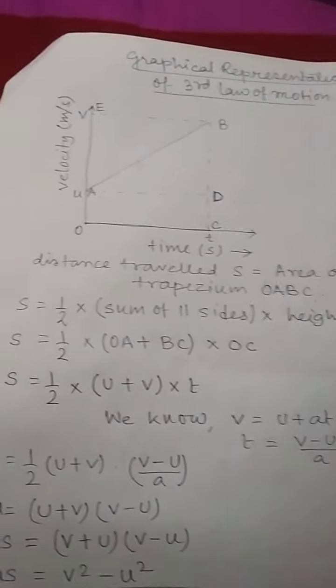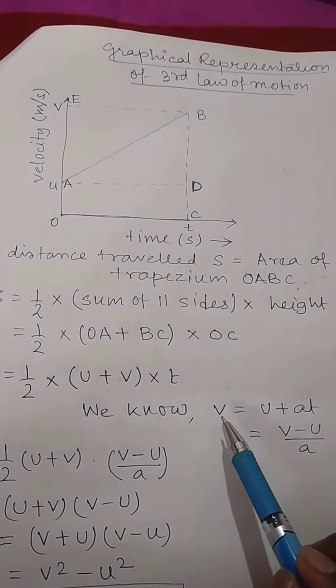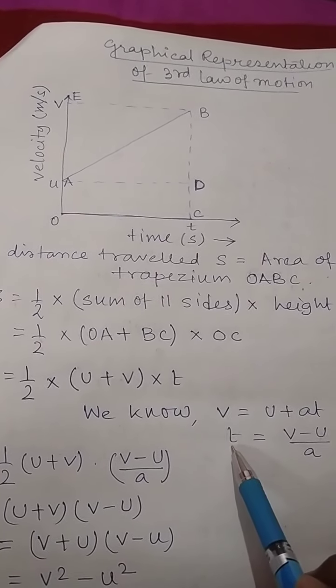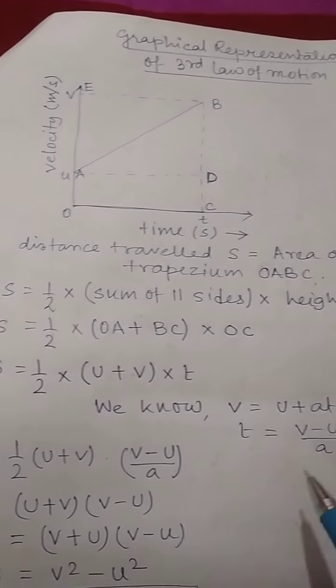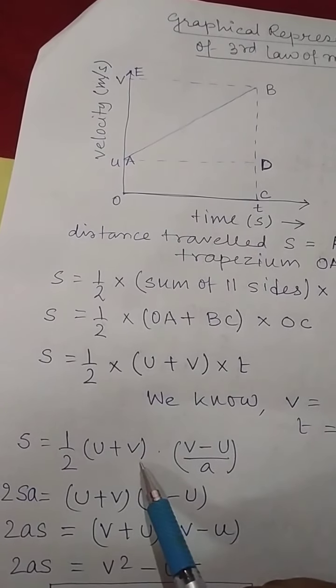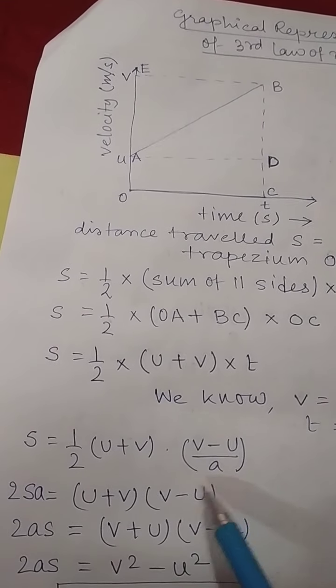Also we know from the first law of motion that v is equal to u plus at. From here we will make t the subject of the formula. So t is equal to v minus u by a. Now S is equal to half into u plus v into v minus u by a.